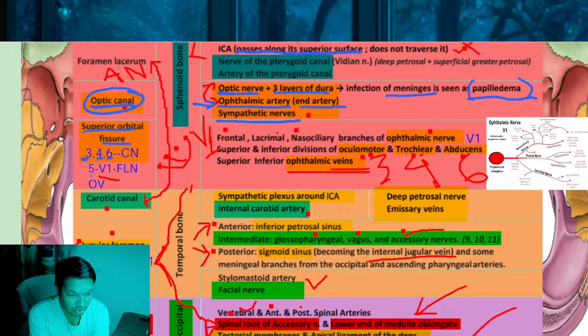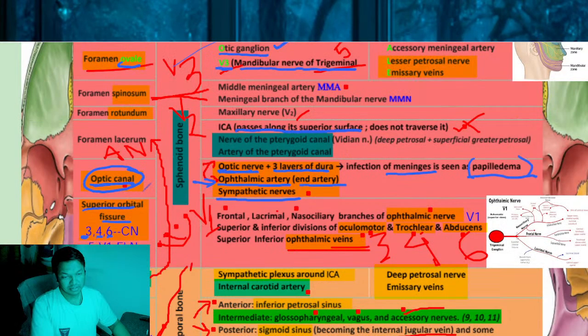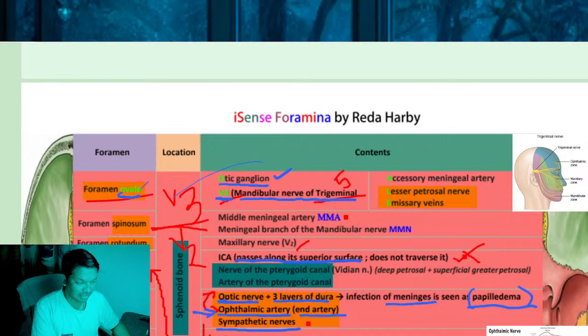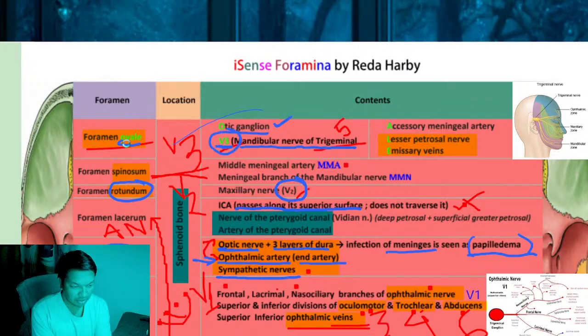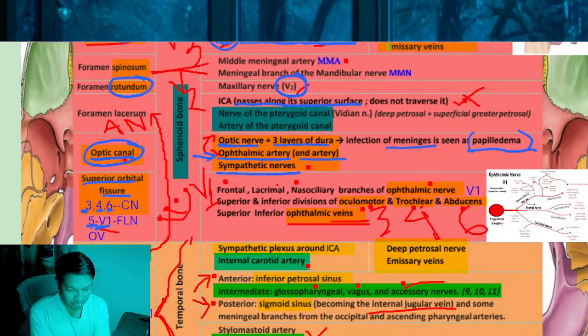These cranial nerves and cranial nerve 5. Cranial nerve 5 is trigeminal. Already we have seen trigeminal has its three branches V1, V2, and V3. V2 passes through foramen rotundum. Then V3 passes through foramen ovale, and now we have V1. V1 is the ophthalmic division, and this ophthalmic also has different branches.